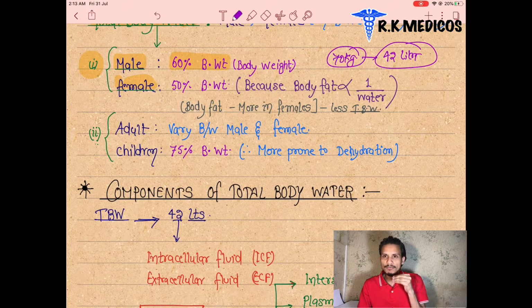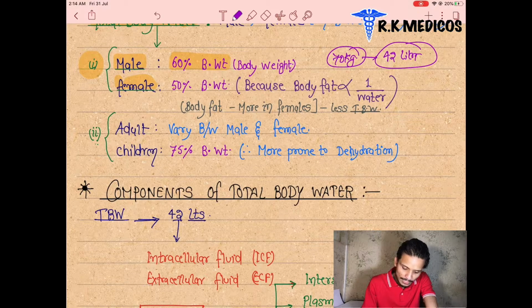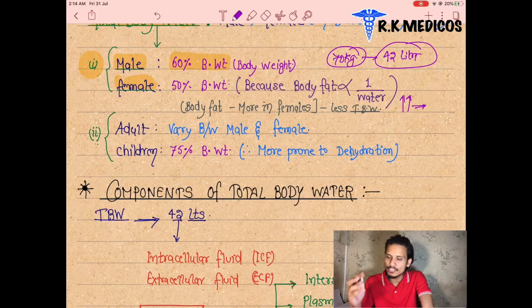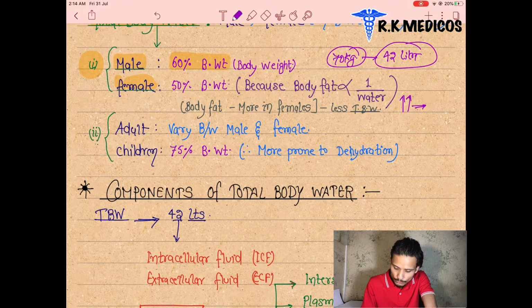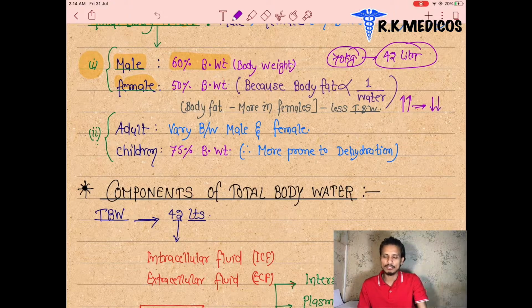This deposited fat on our body is going to repel the water. It means the body fat is more in females, and the more fat there is, the more water it repels. It means the water is going to be decreased in our body. Suppose that is the logic here.